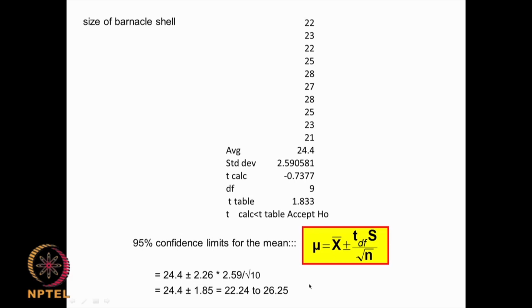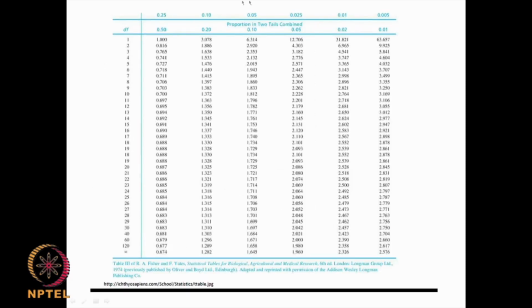For 95% confidence we say 24.4 plus or minus 1.96 times s, which is given here as 2.59, divided by square root of n. So, you get the confidence limit for the mean as 22.8 to 26. So, obviously your 25 falls within that, that is why you are not able to reject the null hypothesis at this condition.